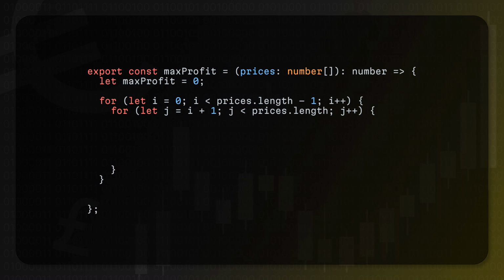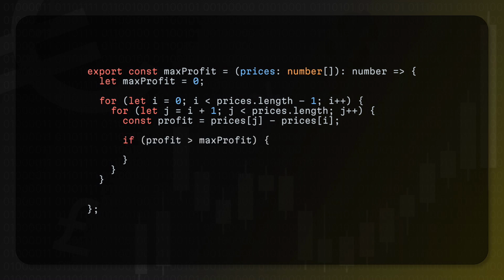For each pair of days, we calculate the profit by subtracting the buy price from the sell price. If this profit is greater than the current value of maxProfit, we update it. Once we have checked all possible pairs, we return the highest profit we have found. The code works and it gives us the correct result. But how well does it perform, especially when the input gets bigger?